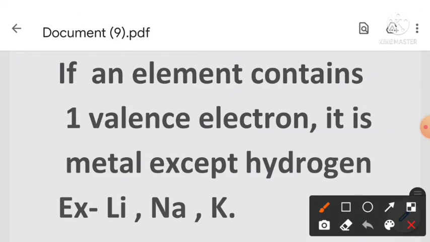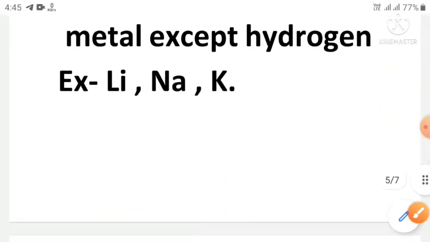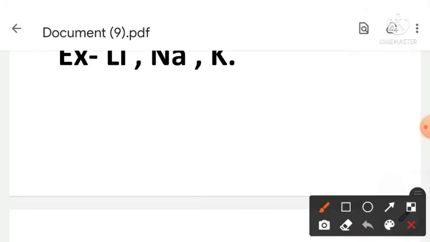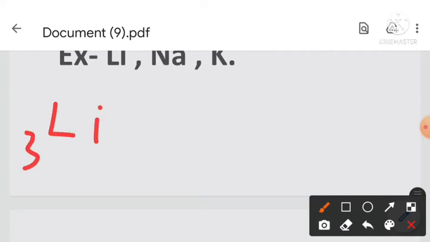an element contains one valence electron, it is a metal, except hydrogen. Examples: lithium, sodium and potassium. Now here we have to understand that if any element like lithium, we know that Z of lithium is 3, so we write electronic configuration 1s2 2s1.